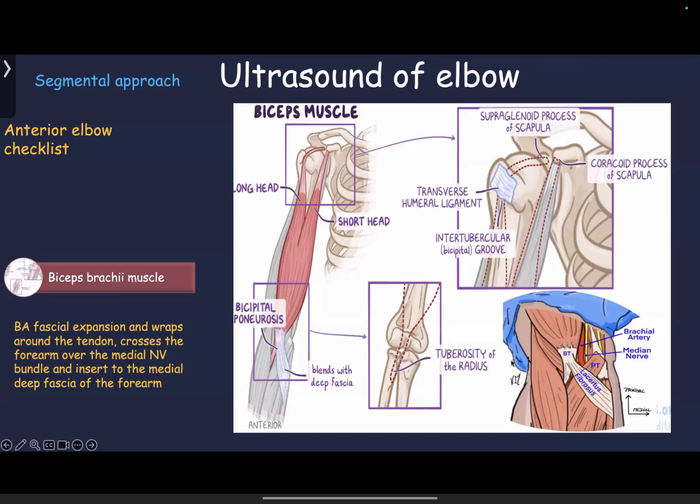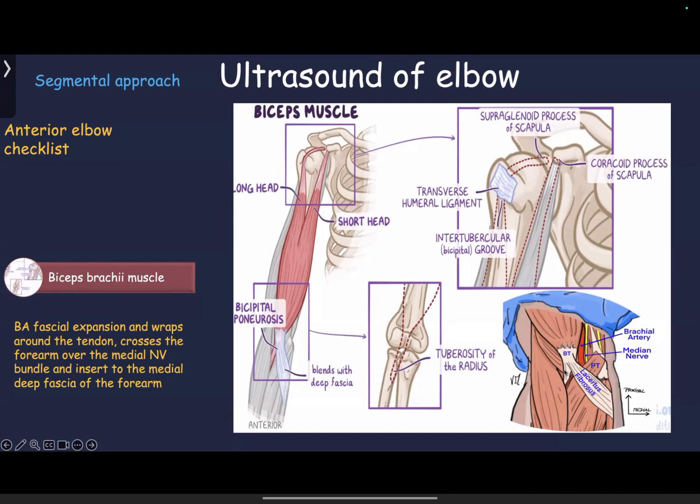One of the important points I would like to mention here is something called the lacertus fibrosus, or the bicep aponeurosis. This fleshy thing, the lacertus fibrosus, is a fascial expansion which wraps around the tendon, and this crosses the forearm over the medial neurovascular bundle and inserts to the medial deep fascia. The importance of this lacertus fibrosus is, as you can see, it originates from the biceps tendon, so A, it will protect the biceps tendon. B, it crosses, so it will protect your neurovascular structures.